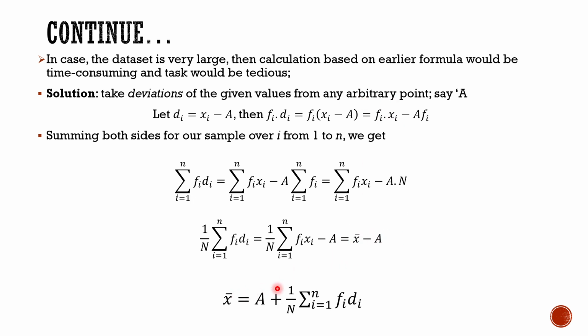And finally, if you want to get x bar from these deviations, if you take this a to the left hand side, where it is subtracting here, it would be additive, so a plus 1 by n summation of fi di for all n. This is how you can make the calculations very easy by taking the deviations. I'll let you know how you will do it.